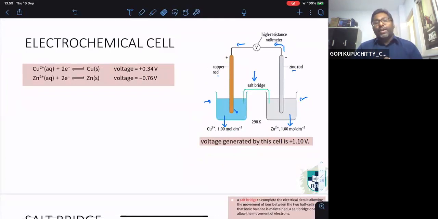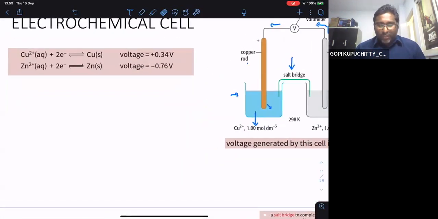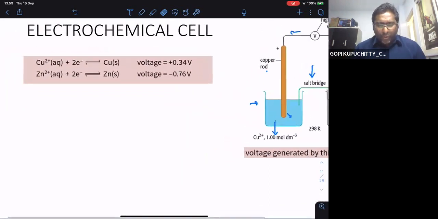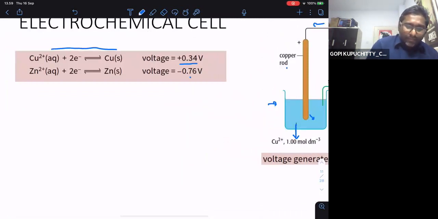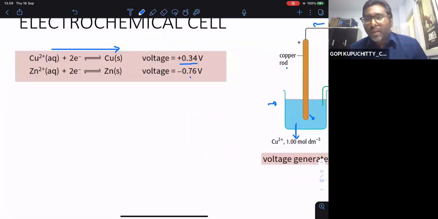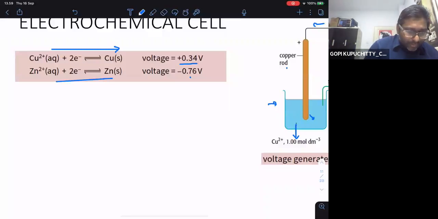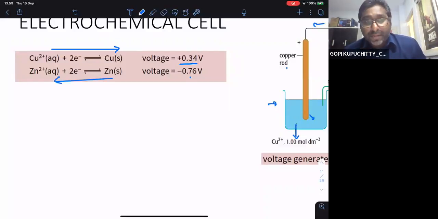If you look over here, this is going to be the copper cell, and then you have zinc over there. If you look at the voltage, now let's apply what we have learned. This is going to be positive, this is negative. This is going to go to the right, and this is going to go to the left. When it is going to the right, you can see that copper ion gains electrons.